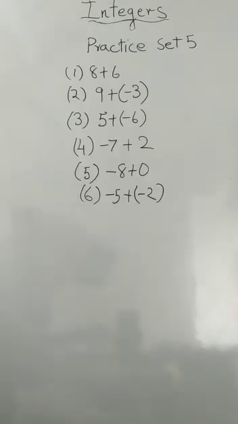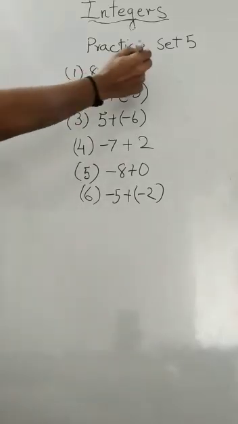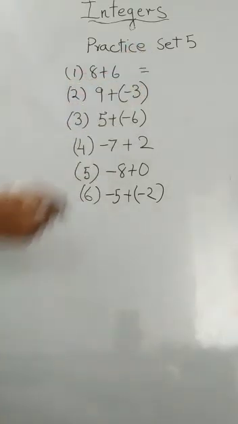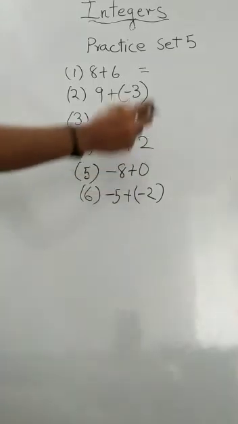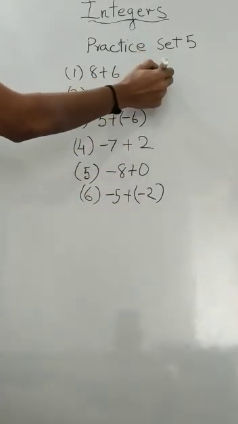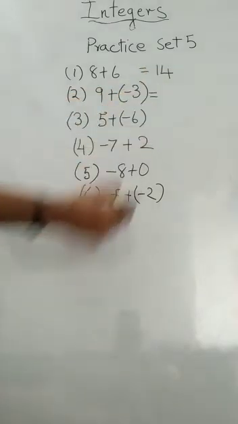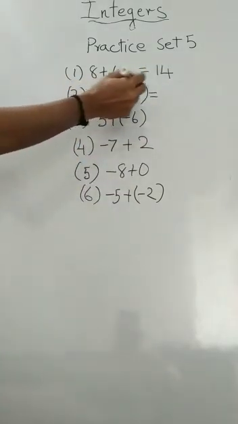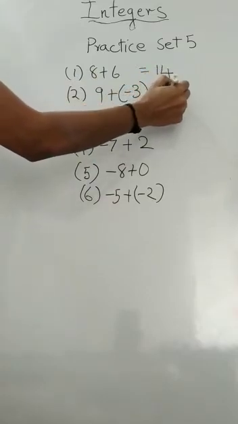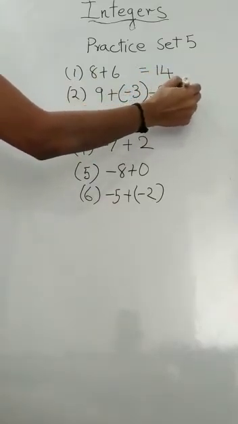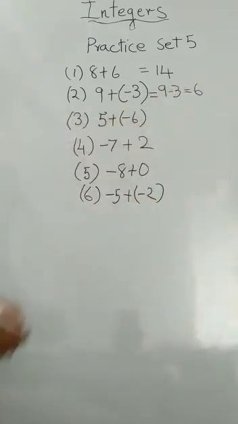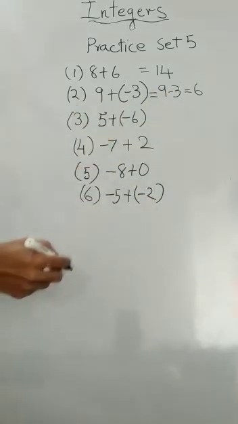Okay, now let's go to the next page, page 18. That is practice set 5. So we are going to do addition of integers. First question, you have to add 8 plus 6, both are positive. So simple addition. What will be the answer? 8 plus 6 is 14. Next one, 9 plus minus 3. How will you write that? 9 minus 3. What will be 9 minus 3? You will get 6.